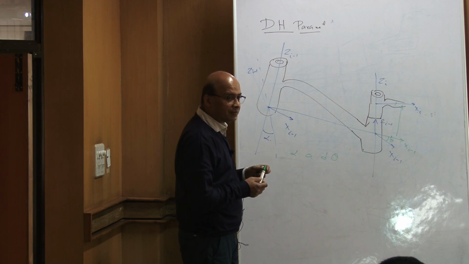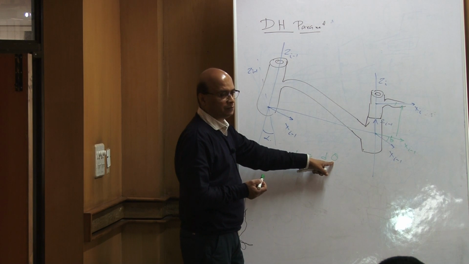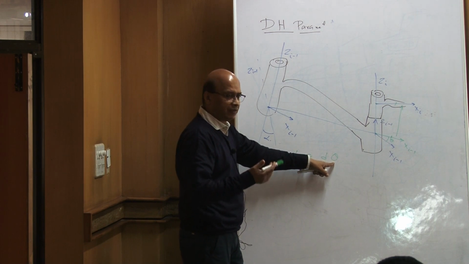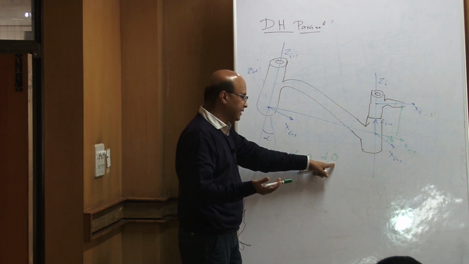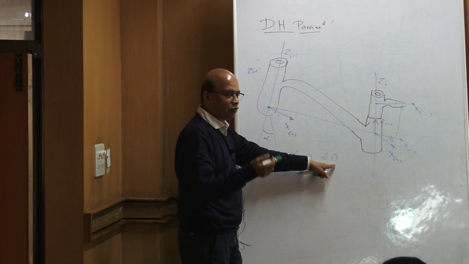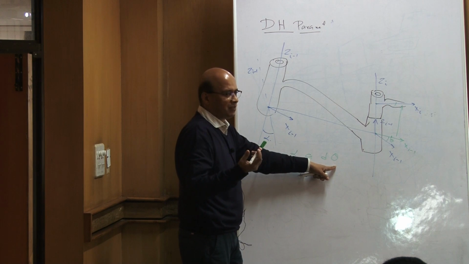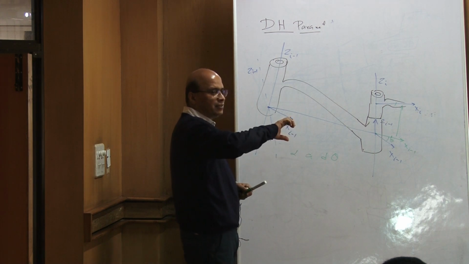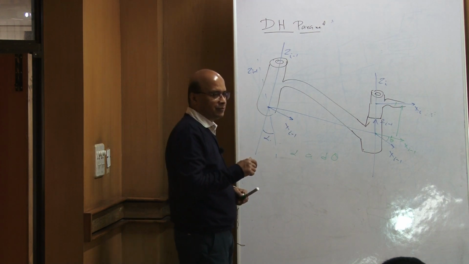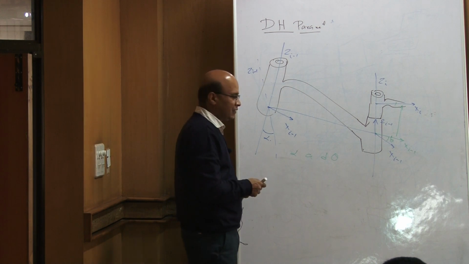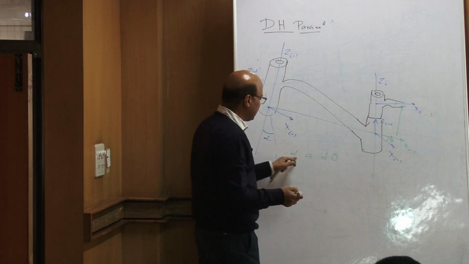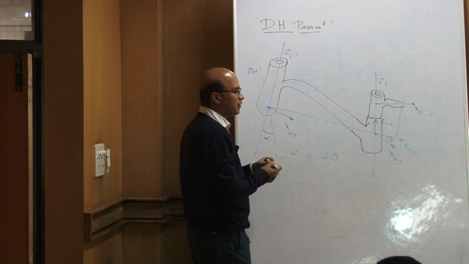Alpha maybe. It's an angle. This is an angle. That is the convention. So it is up to you to say whether clockwise is positive or anti-clockwise is positive. That's the convention only. We normally take anti-clockwise as positive. Okay, so at most there are a, alpha, d, and theta. There are 4 parameters.